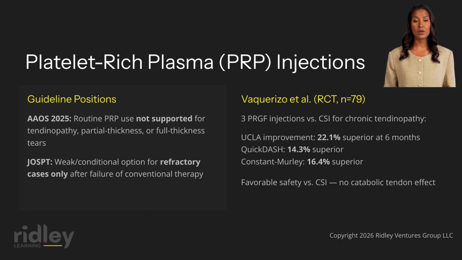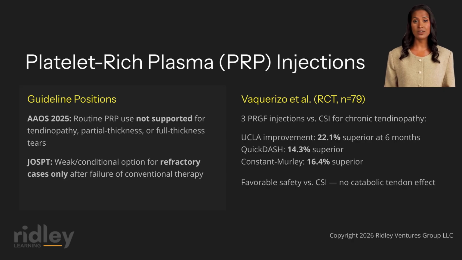A prospective double-blind randomized controlled trial by Vaccarizzo and colleagues involving 79 participants demonstrated that 3 intratendinous plasma rich in growth factors injections administered every other week resulted in 22.1% and 21.2% superior improvement on the UCLA scale at 6 and 12 months, respectively, compared to corticosteroid injections in chronic rotator cuff tendinopathy, with similar advantages on the QuickDASH at 14.3% and 13.5%, and the Constant-Murley test at 16.4% and 20.2%.